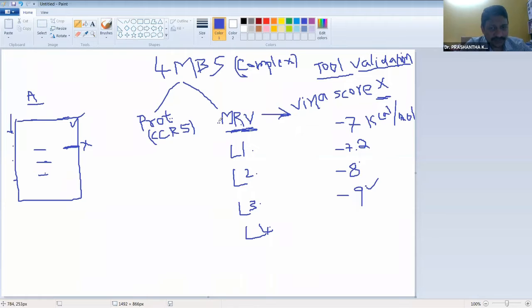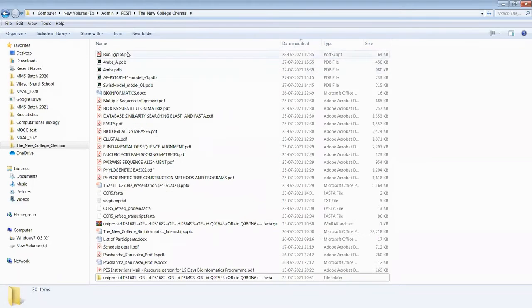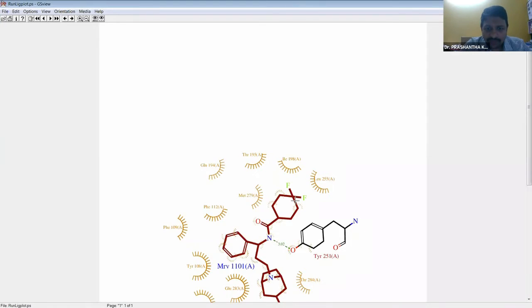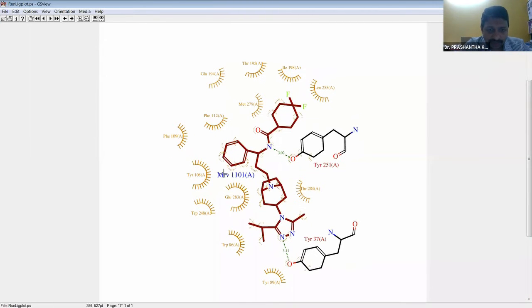Anyone? Yes, it is known. From where did we get the result, from where did we observe the interaction? From PDB sum, right? When we performed the PDBsum yesterday, we got the Maraviroc, how is the interaction, how is the hydrogen bonding, right? We know this is the standard.